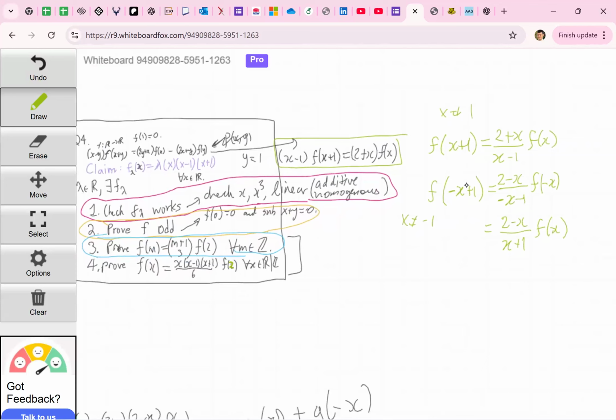Okay, then we sub in. So now we go back to the original equation. Sometimes it helps to label it, like if we label the original equation P of x y or something, then you can refer to it in the original equation.